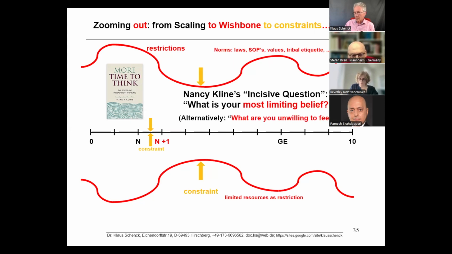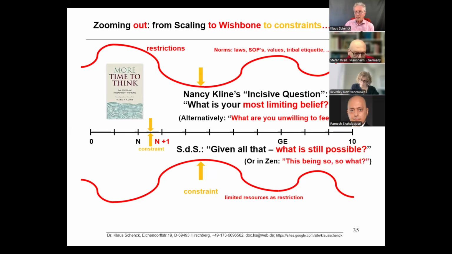Another very nice version of asking this question is, what are you most unwilling to feel? Because many of our personal barriers are rather emotions rather than thoughts. For a variety of reasons. And once you identify that, you can add Steve de Shazer's brilliant 7-word turnaround, which says, given all that, what is still possible? Given all that you have limitations, restrictions, constraints, so what? What is still possible? Let's return with the attention towards what works. There's a Zen version of that too, which is called, this being so, so what? And I like this version as well.